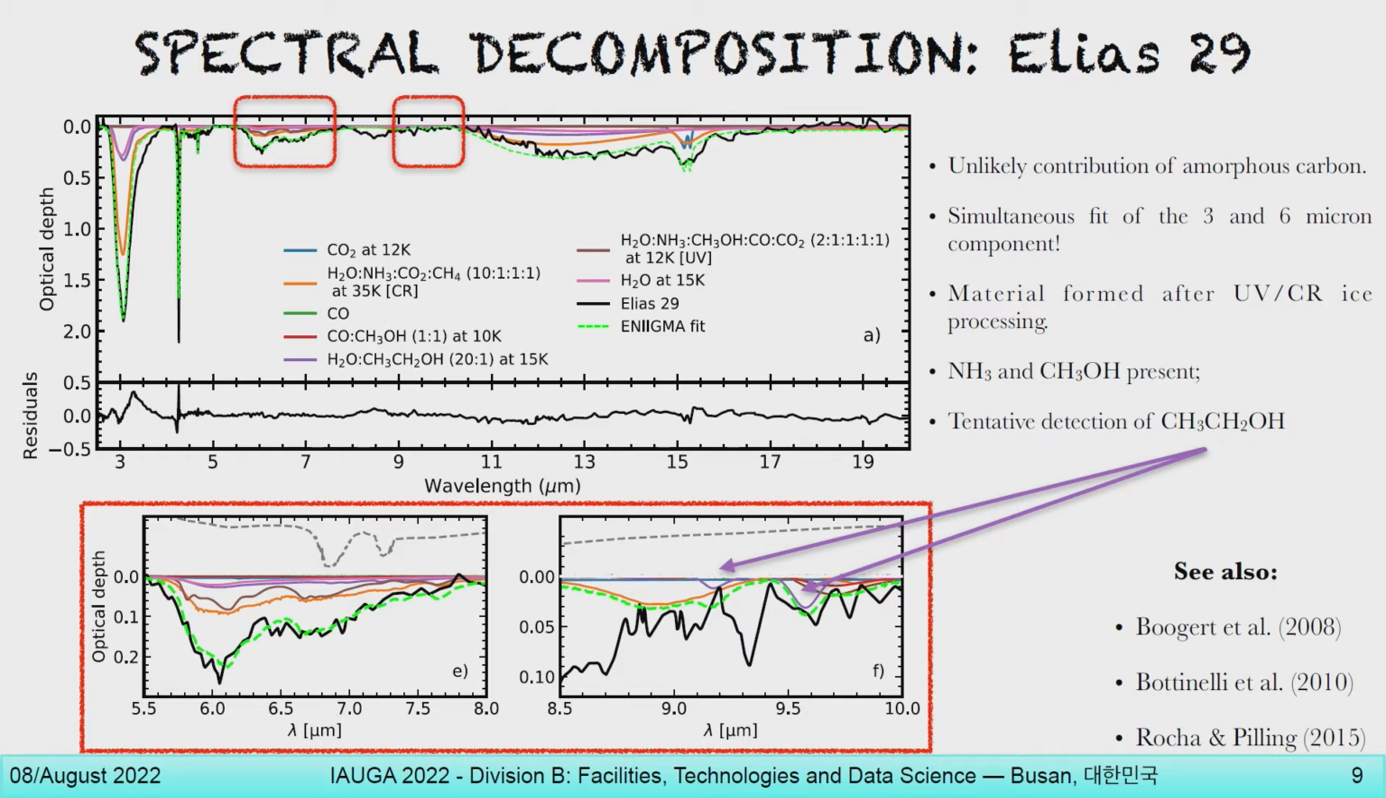And moving now to the band around 9 microns, we see these two strong components: around 9 microns, that's ammonia, and 9.8 microns, that's methanol. But not only this, we also have this purple component that's associated with ethanol in ices. And I want to highlight again that this is a fit between 2.5 and 20 microns, not only one small part of the spectrum. So perhaps because of this, we do have a good detection of ethanol in ices.